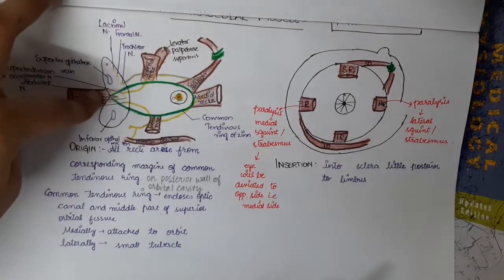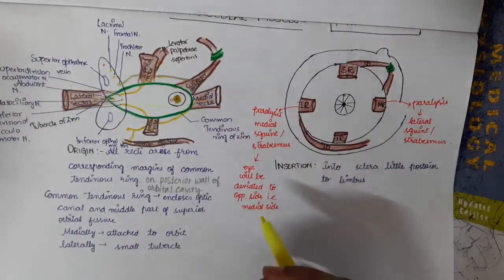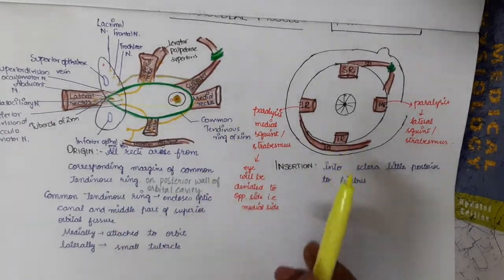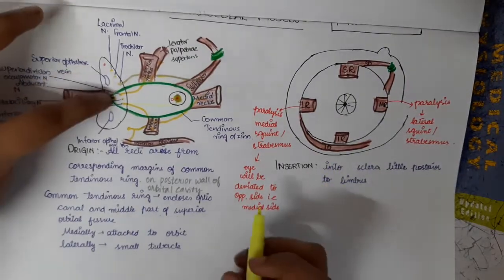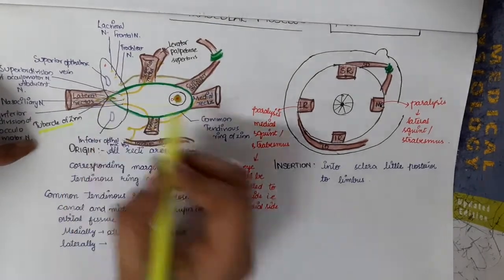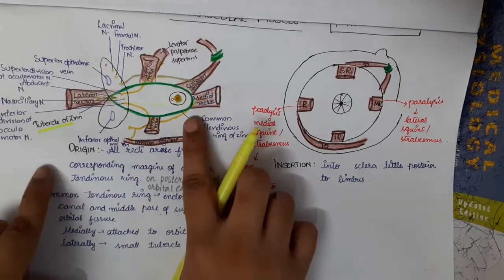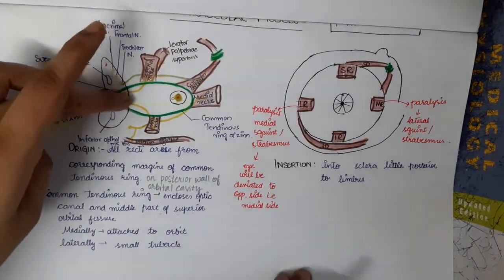What is this tendinous ring? This central tendinous ring will enclose the optic canal and also it will enclose the middle part of superior orbital fissure. Then laterally it is attached to a tubercle which is called the tubercle of Zinn, whereas medially it is attached to the orbit. Okay, so this is the origin of all the recti muscles.